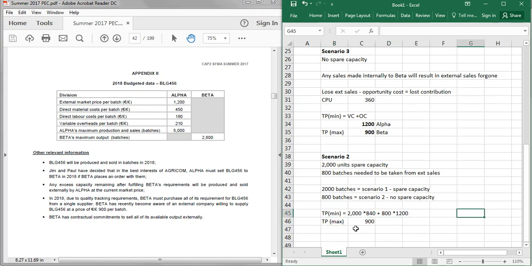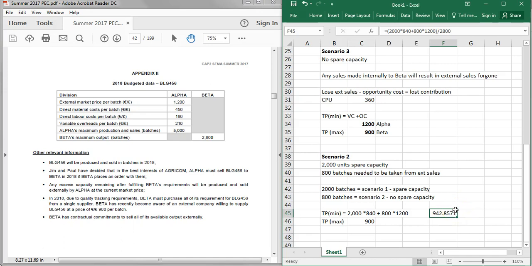So what the good student had to realize was you need to get the weighted average cost. What is the weighted average cost for the full 2,800 units? How you do that is you get the total cost, 2,000 times 840 plus 800 times 1,200, and you divide by the number of units, which is 2,800. That will give us, over the whole order, what's the average price per batch that Alpha wants. And what you should hopefully have come up with is 943.